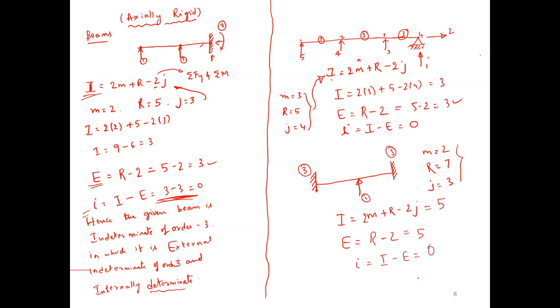Generally beams are internally determinate and externally indeterminate. In few cases, you may get internally indeterminate. Okay. Now I will go for some special conditions. What are those special conditions?